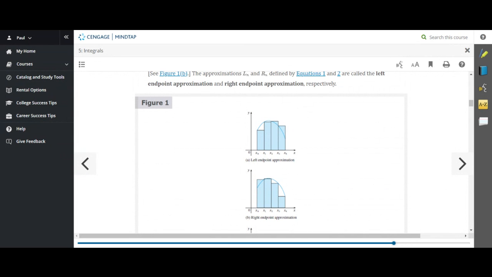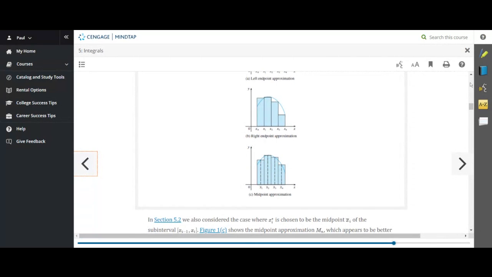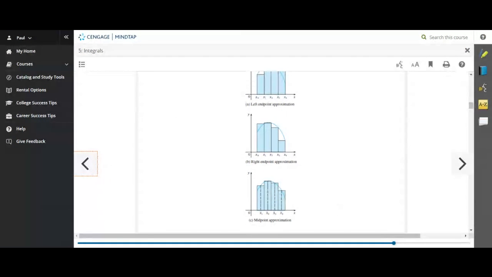And, you know, we could use left endpoints to determine the heights of our rectangles, as you see in figure 1a. We could use right endpoints to determine the heights of our rectangles, as you see in figure 1b. And then you see here, in figure 1c from section 5.9, we could use midpoints to determine the heights of the rectangles.